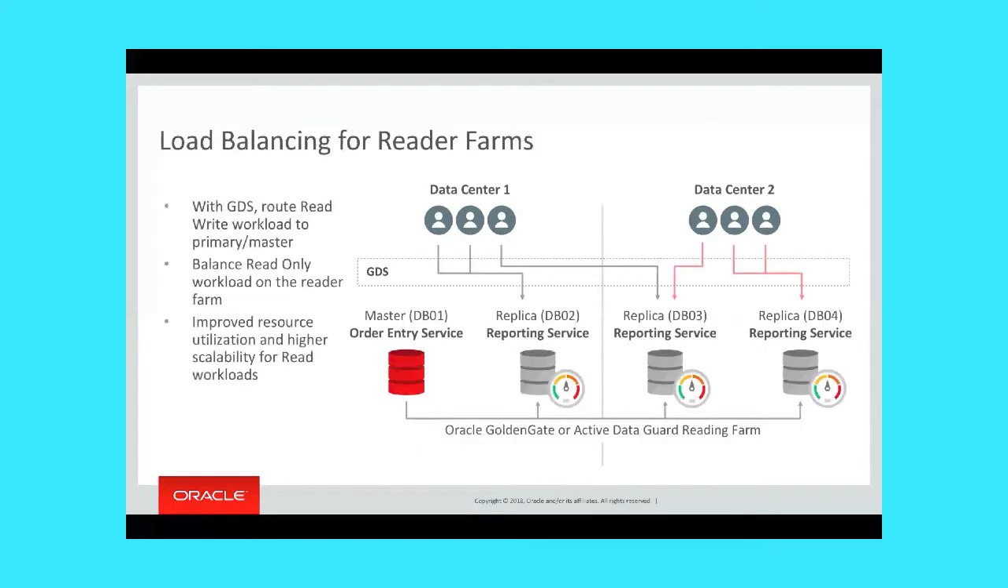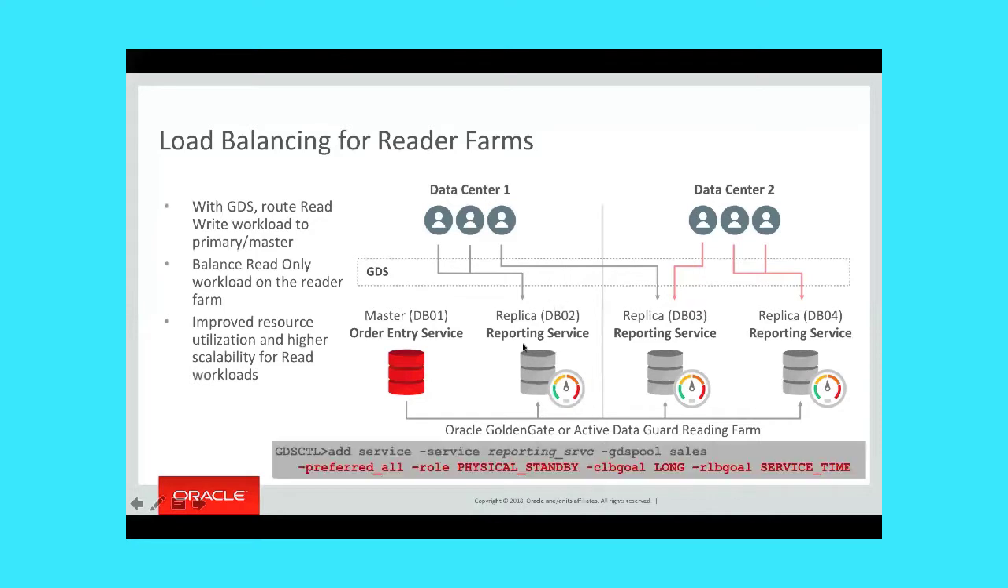This is an interesting one. A lot of customers use this in production today. Load balancing for reader farms. This is applicable to both DataGuard as well as GoldenGate. So there is one master database where all the read-write workload happens, and the read-only workload runs on the reader farm, which is a pool of databases running in the quote-unquote standby mode. My goal is to have, of course, two services: one for read-write, another for read-only. But my goal is to load balance the read-only workload across the reader farm databases.